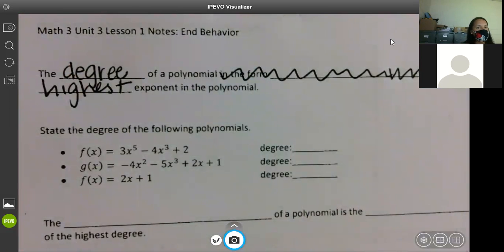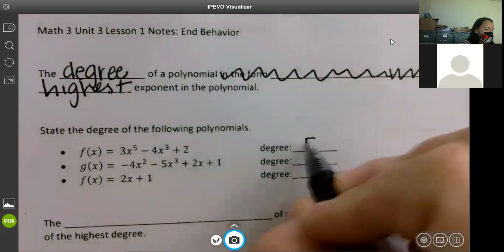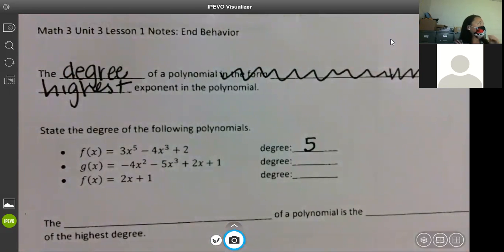So look at the very first example. It says state the degree of the following polynomials. Look at this polynomial. What's the highest power? 5. That's your degree. That's it. Degrees are easy. Everything is easy. You just got to remember what they're asking for.